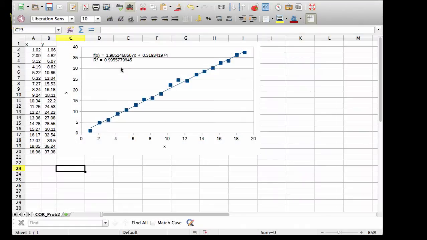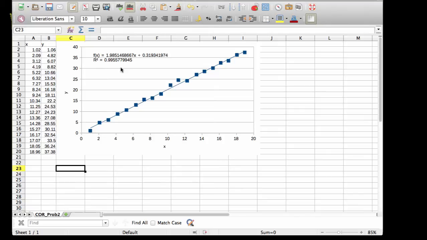Another thing that the linear regression shows us is that r squared, which is the coefficient of determination, for this case is 0.99557, etc. This is very close to 1. What this means is that our data fit a straight line very well.